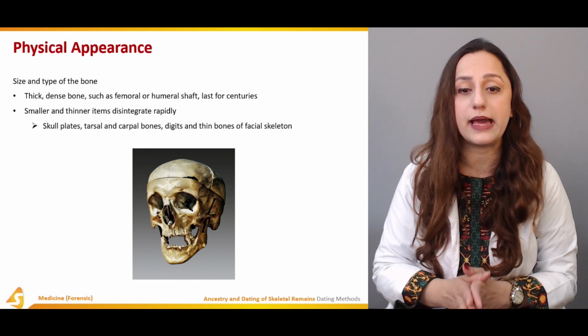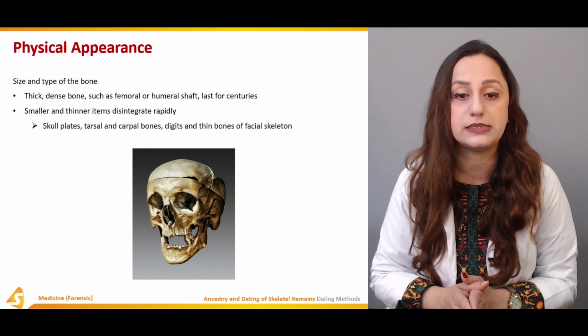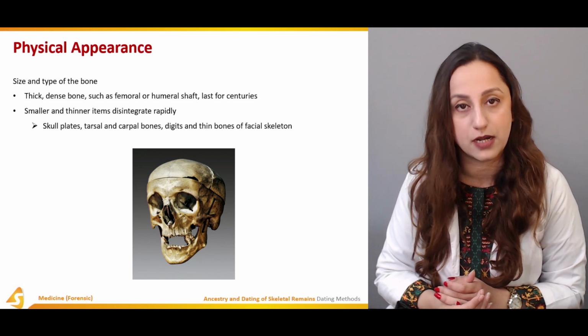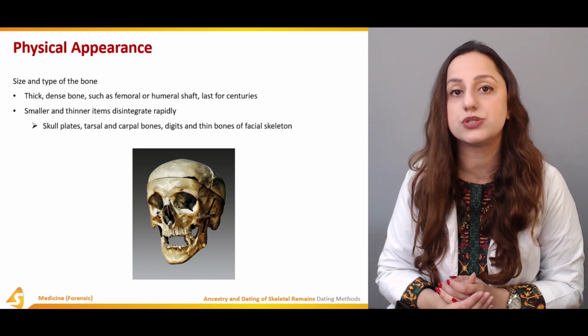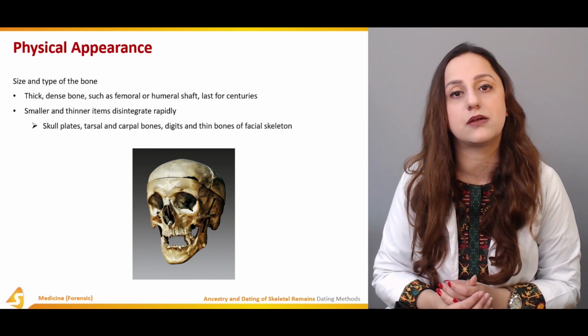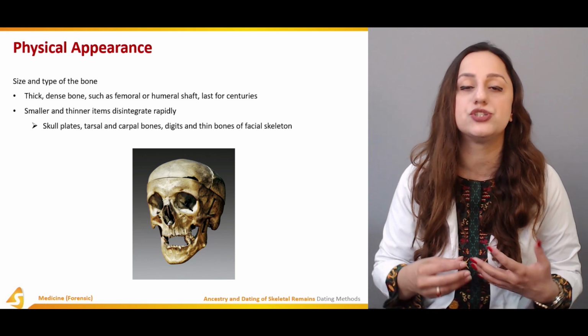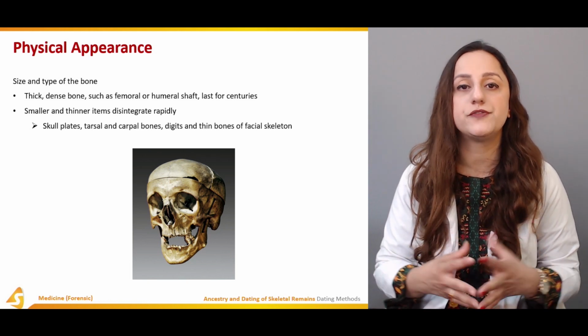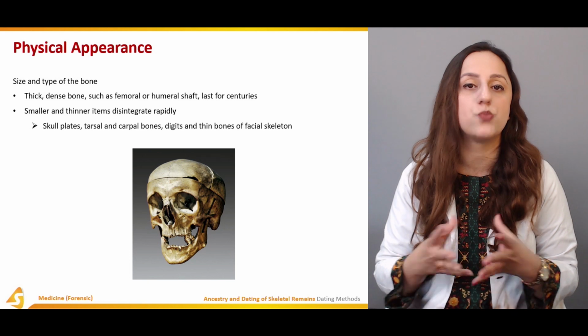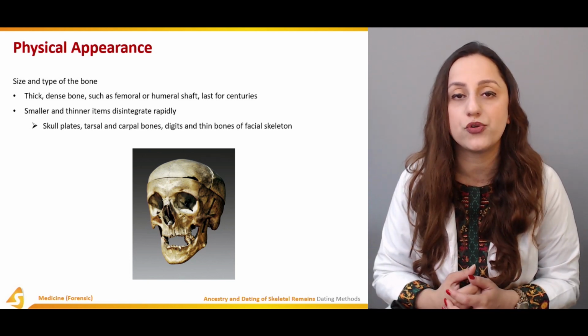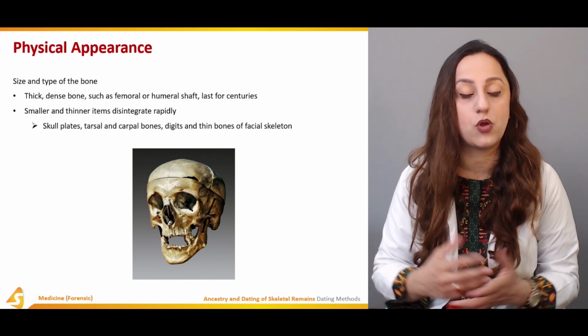These smaller and thinner items include the skull plates, and they also include the tarsal and the carpal bones. The digits and the thin bones of the facial skeleton are also involved. For example, the nasal apertures and the digital bones are among these thinner and smaller items. For example, the clavicle is even smaller and won't remain for longer periods of time.